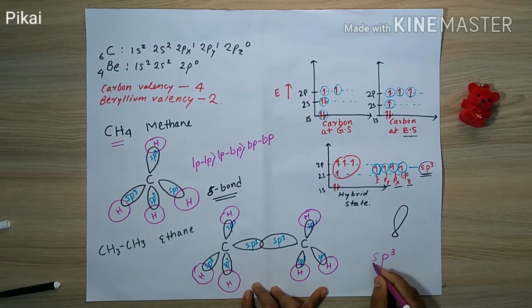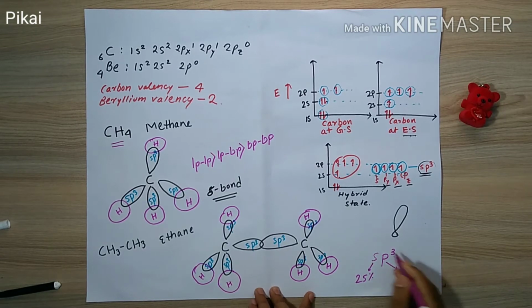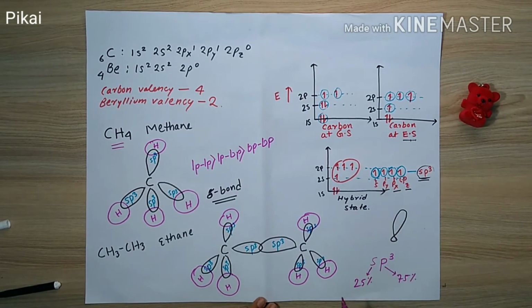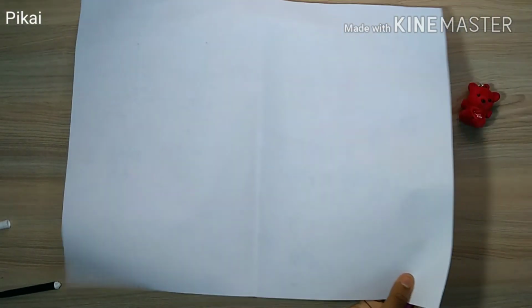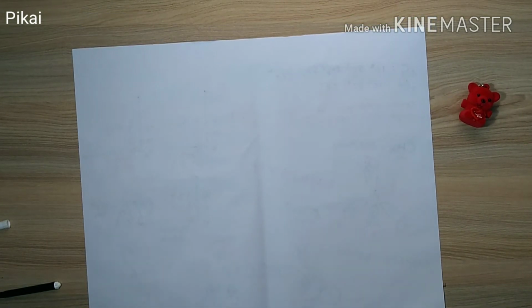So wait, I forgot to tell that in sp3 hybridization we have 25% of s character and 75% p character, because the total number of orbitals is 4, and if we divide 100 by 4 it will give 25%, and that is how it is calculated.